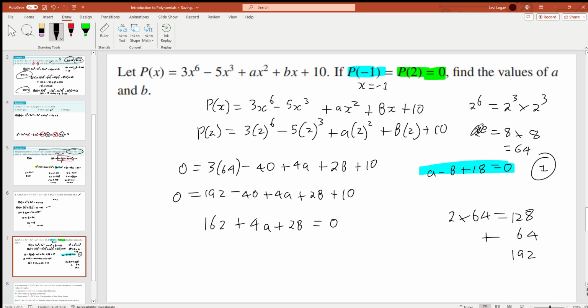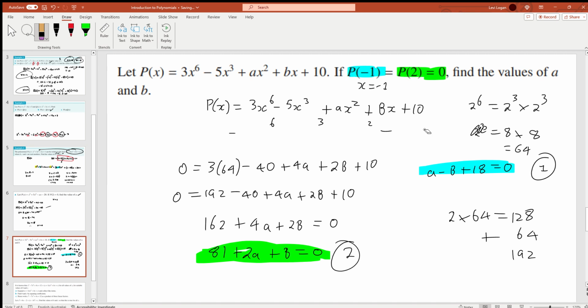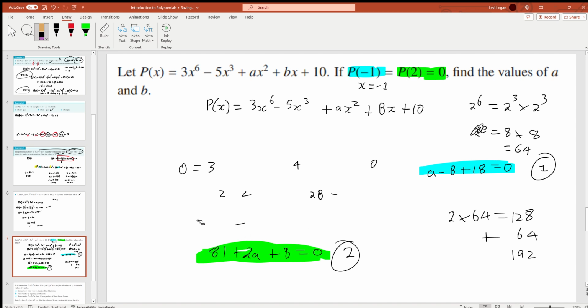Now you can see they're all multiples of 2, so if you wanted to, you could divide everything by 2. So 162 divided by 2 is 81. This 4a will be turned into 2a, so plus 2a. This will be plus b, and that's going to be equal to 0. So that's our equation 2 that we got from our initial condition, pretty much. So now we just rub all this stuff out, and now we've got to pretty much solve for a and b. But that's okay, because since we have two unknowns, we also have two equations, so it'll be pretty easy to solve.